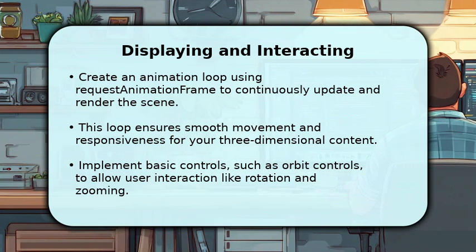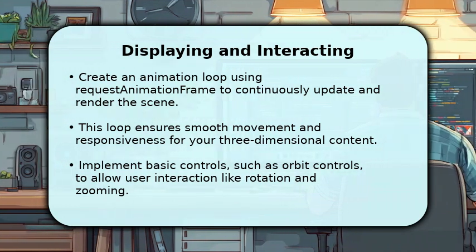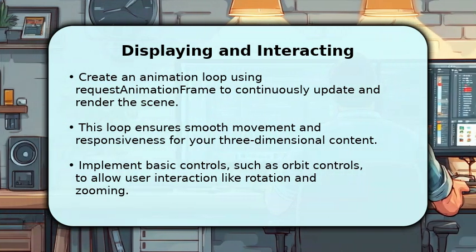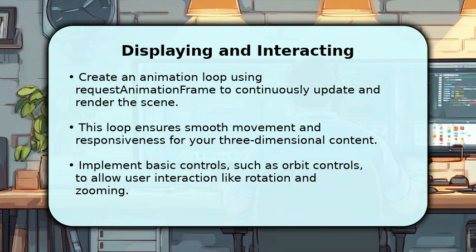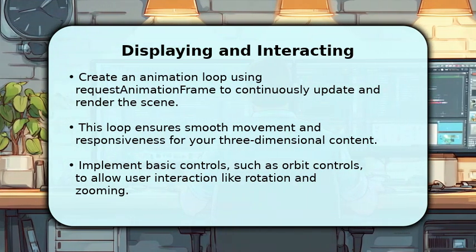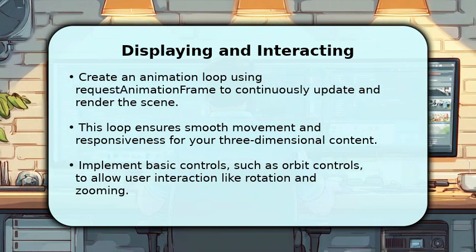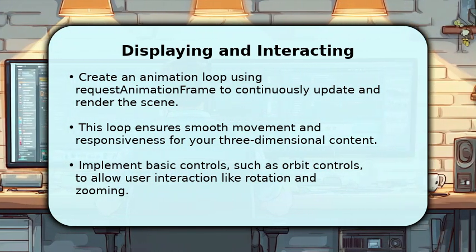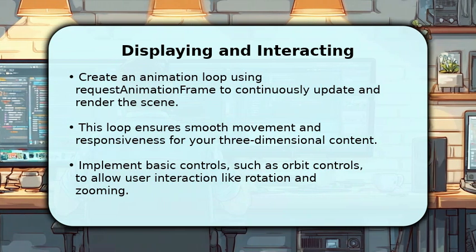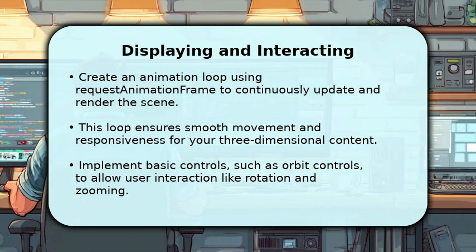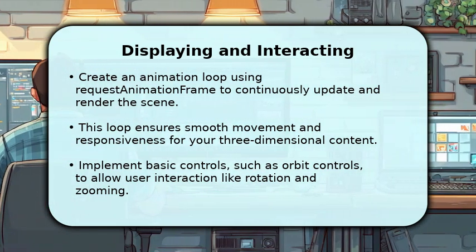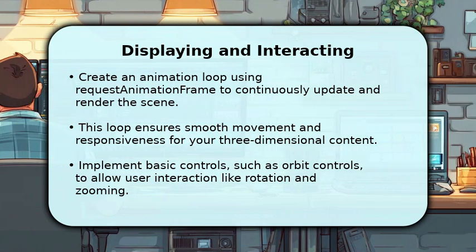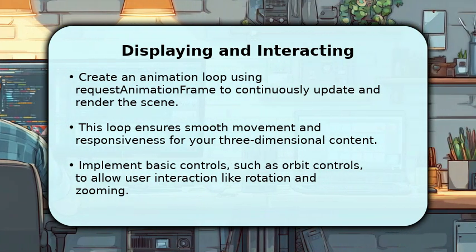Create an animation loop using requestAnimationFrame to continuously update and render the scene. This loop ensures smooth movement and responsiveness. You can add basic controls, like OrbitControls, to allow users to rotate and zoom the camera with their mouse. This makes your three-dimensional experience engaging and dynamic, transforming a static page into an interactive visual showcase for your visitors.